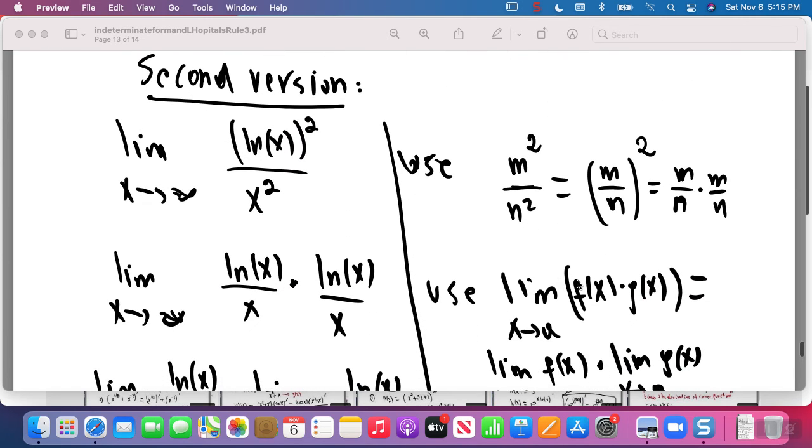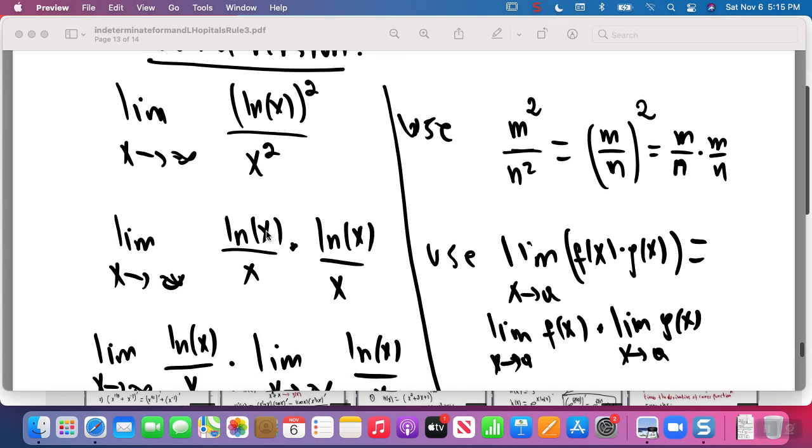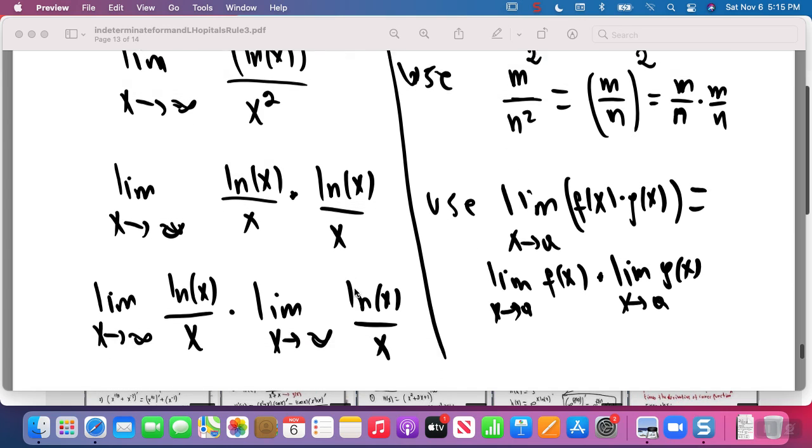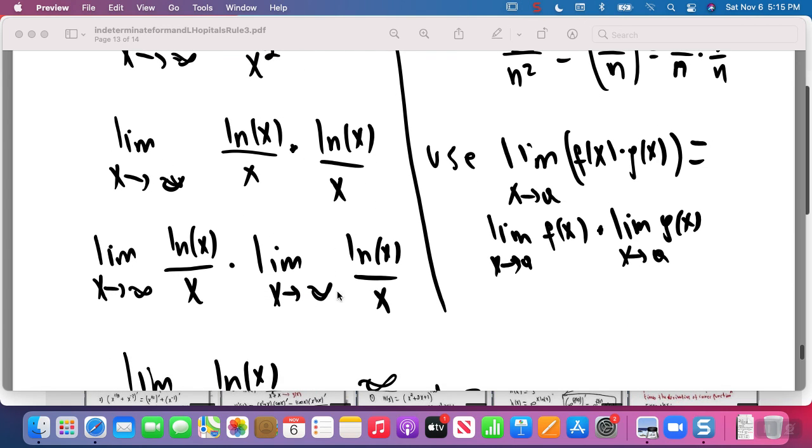For the same problem, I'll use a different version to do it. So this is the original problem. Because of the square on top and the bottom, we can write this as ln of x over x times ln of x over x. Then you're taking the limit of a product, which by definition is the product of limits. So you apply the limit as x approaches infinity to ln of x over x, times the limit as x approaches infinity of ln of x over x.